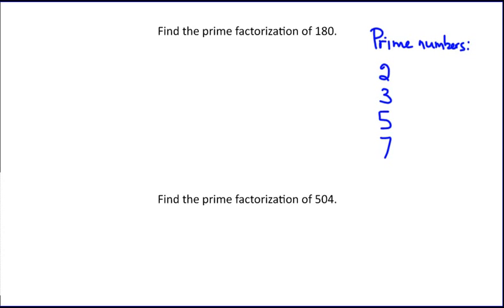Now we could go on and list many prime numbers, but let's go ahead and get started on our problems. To find the prime factorization of 180, I am going to start by dividing by 2. 180 is an even number, so 2 will go into it, and it goes 90 times. I see that I can do 2 again, and so I will. 2 goes into 90 45 times.